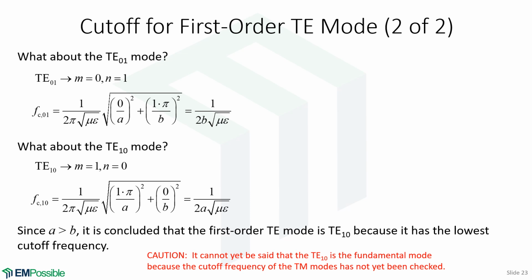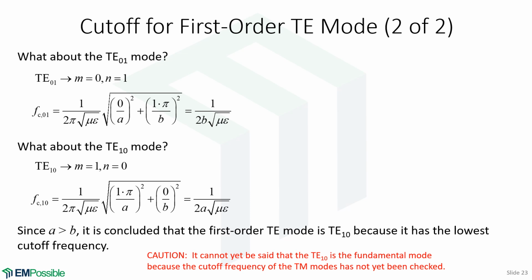So in our convention, and we're having a rectangular waveguide, we do this such that A is always greater than B. So if A is greater than B, then A is going to be the bigger number. So dividing by A will lead to the smaller number. That makes the TE10 mode the lowest order of the TE modes.